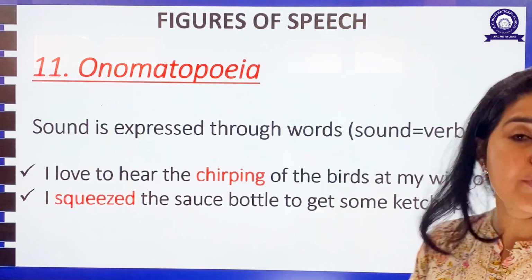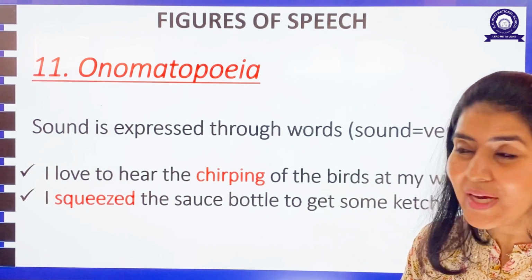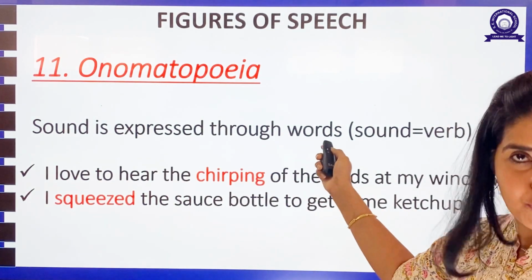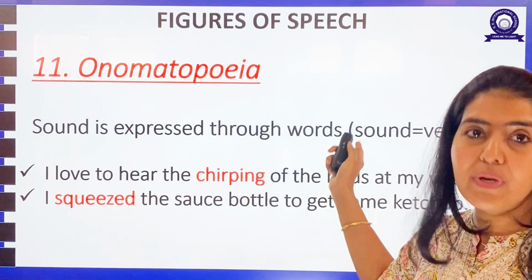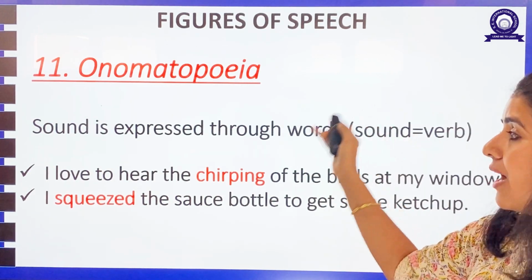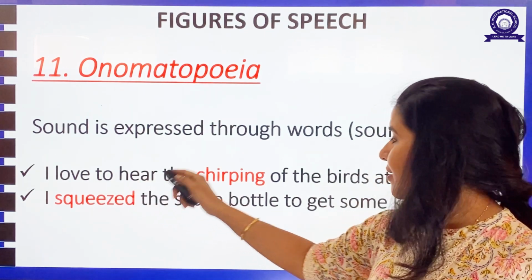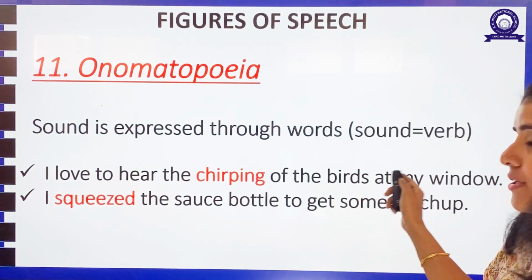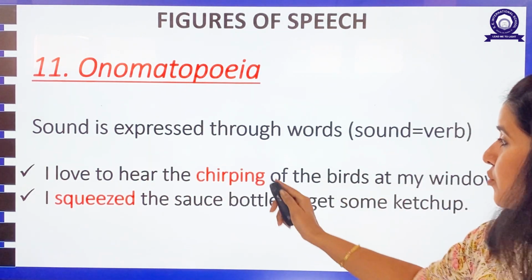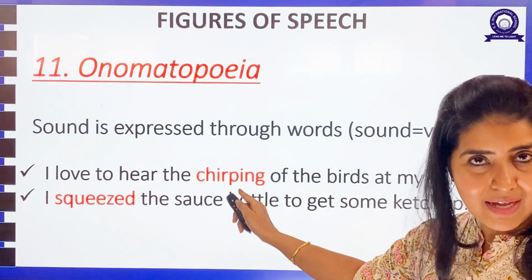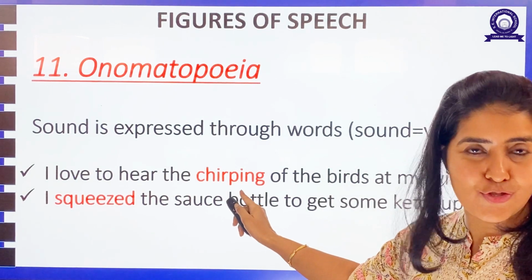Next we have onomatopoeia. Sound is expressed through words. That means the sound and the action word both are the same. I love to hear the chirping of the birds at my window. So you see the sound and the verb both are the same, that is chirping.